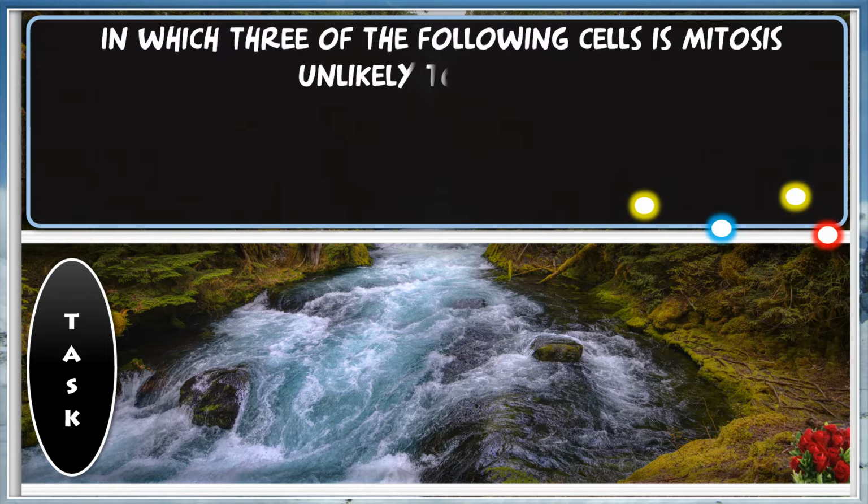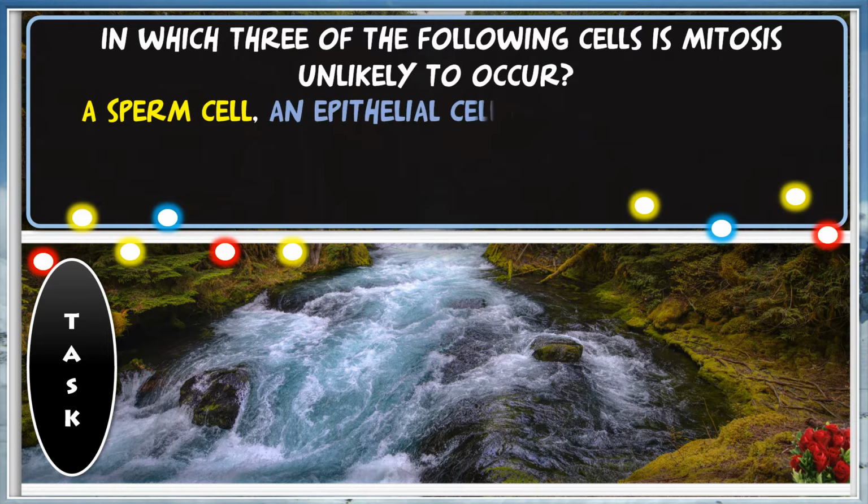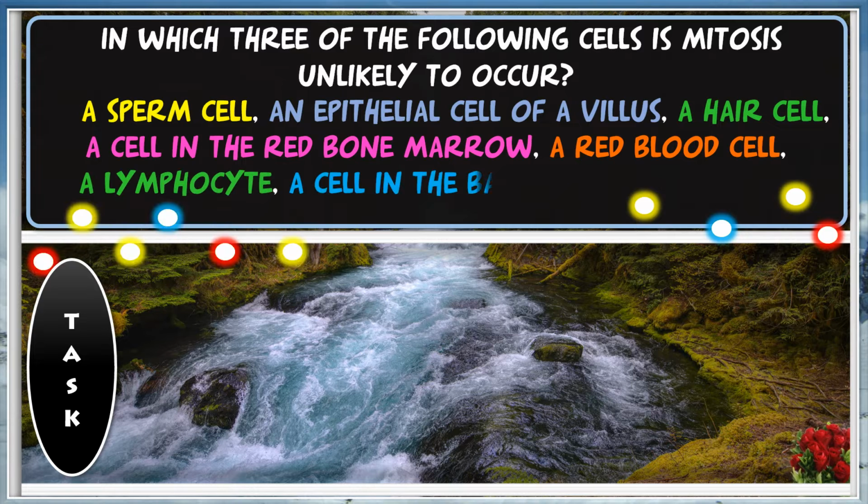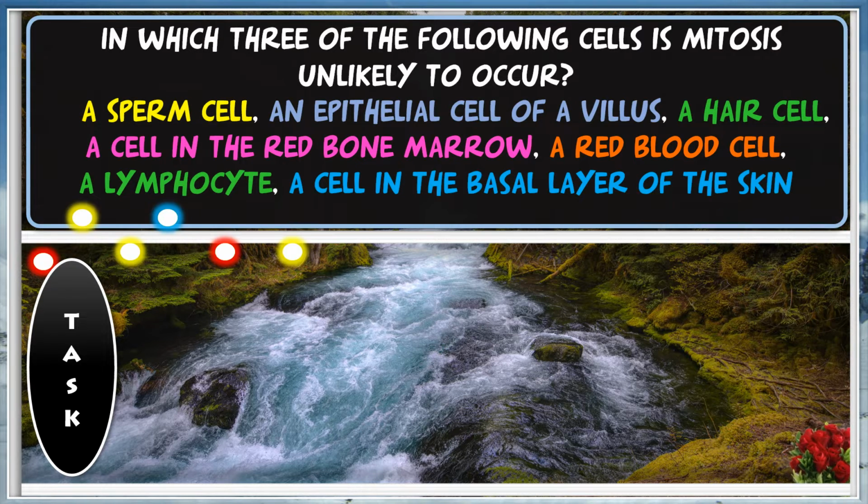In which 3 of the following cells is mitosis unlikely to occur? A. Sperm cell, an epithelial cell of a villus, a hair cell, a cell in the red bone marrow, a red blood cell, a lymphocyte, a cell in the basal layer of the skin.